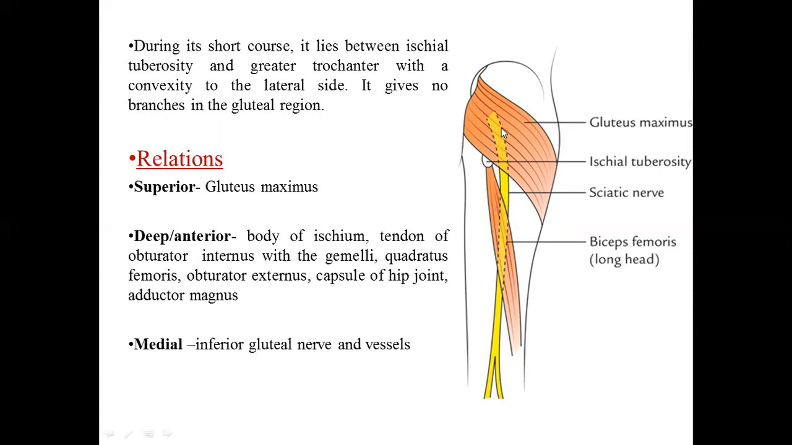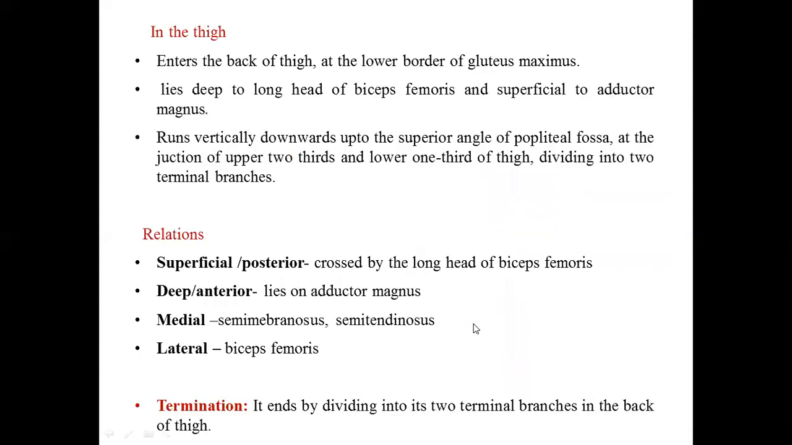The relations of the nerve in this region are: superiorly there is the gluteus maximus. On the deeper side there are the body of ischium, obturator internus with superior and inferior gemellus, quadratus femoris, obturator externus, the capsule of hip joint and the adductor magnus muscle. Medially, there are the inferior gluteal nerves and vessels. So with these relations, it will travel down through this gluteal region.